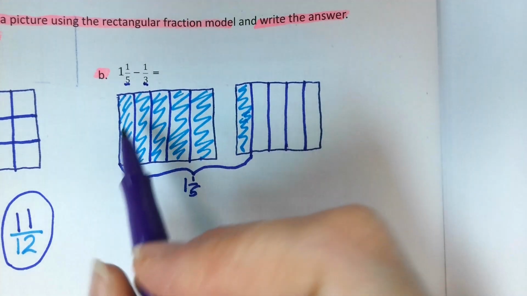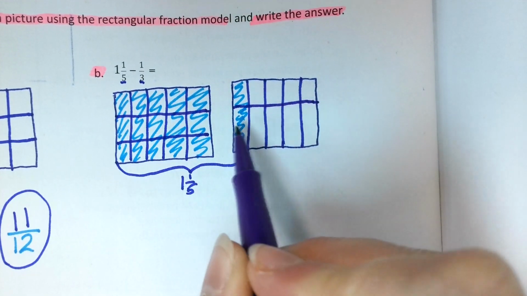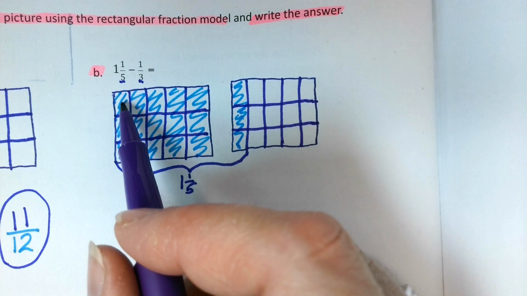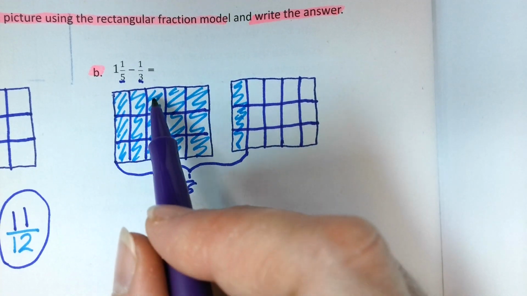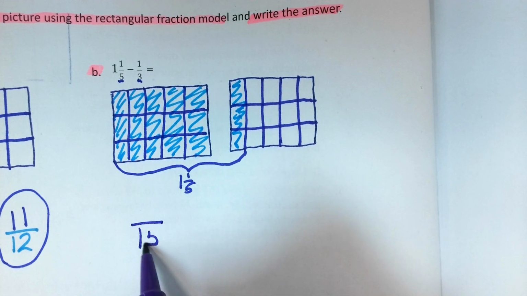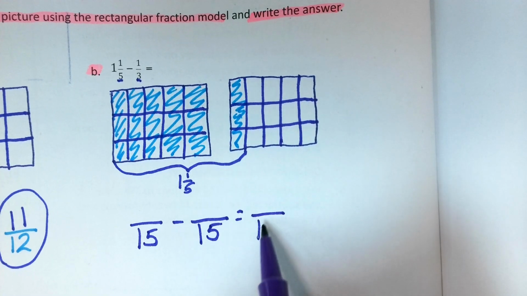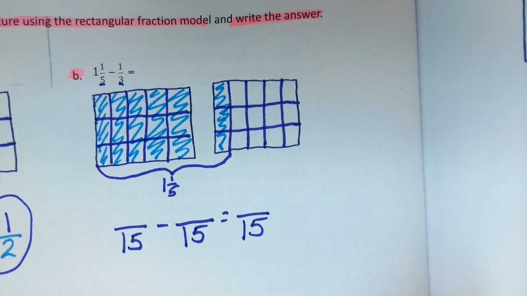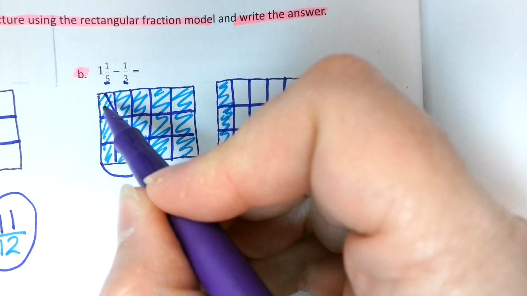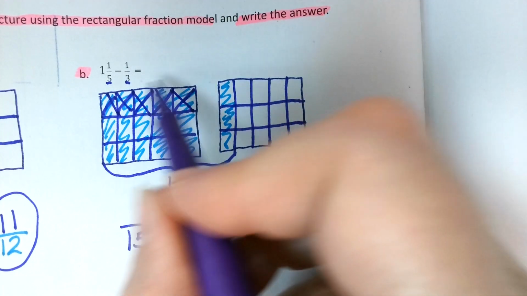So we are now using our horizontal lines for thirds, because my fraction I'm subtracting says I have to go into thirds. So my new denominator, 1, 2, 3, 4, 5, 6, 7, 8, 9, 10, 11, 12, 13, 14, 15. So my new denominator is going to be the same in my subtraction problem and in my answer. Now again, I am going to subtract 1/3. That was my 1/3.